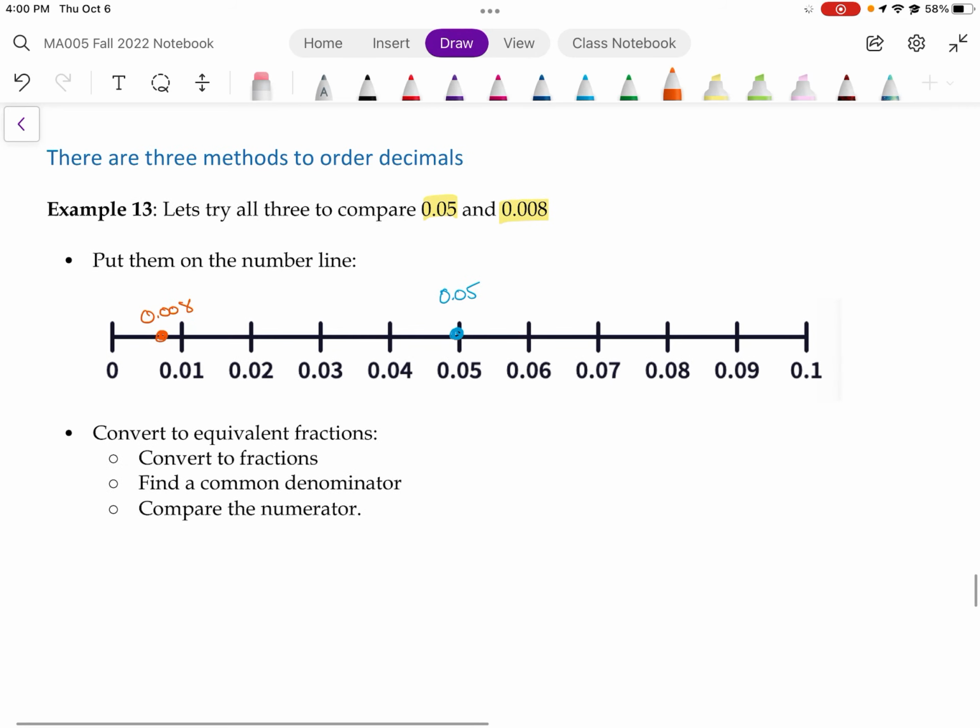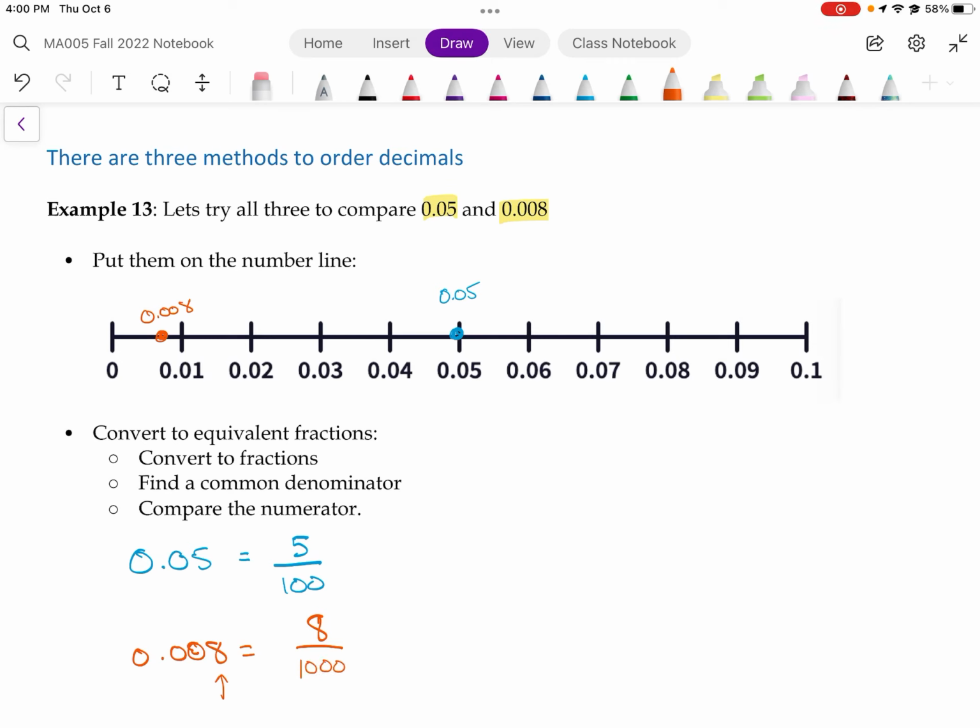So the second way is to convert to equivalent fractions. So first we convert to a fraction, and then we find a common denominator and we compare the numerators. I don't think this is the easiest way, but let's do it. So let's try the 0.05. So 0.05 is going to equal 5/100ths, right? And 0.008 is going to be 8, but that's in the 1,000ths place right there, so 8/1,000ths.